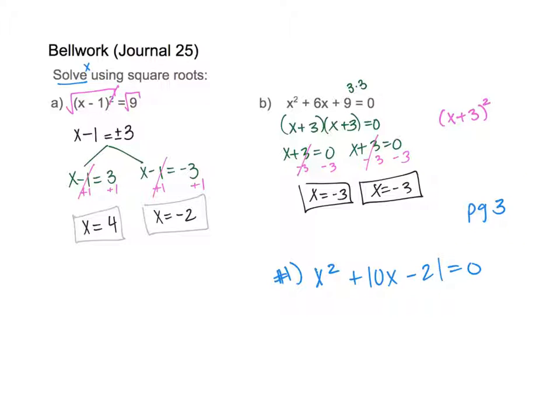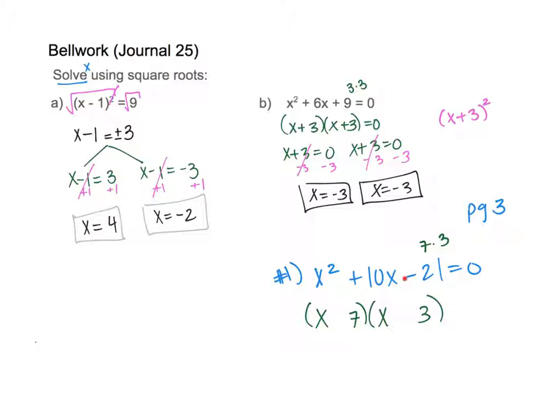So I'm going to find factors of 21. Let's try to do that. Factors of 21 are like 7 and 3. We need to know that they add to make 10. So when we do this, they're like, okay, I got it. 7 and 3 will work. And so we start placing our numbers down.